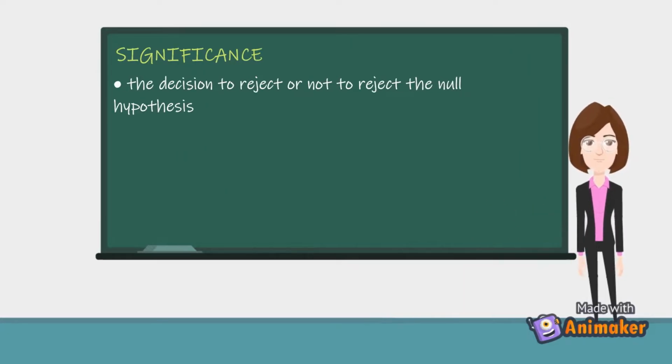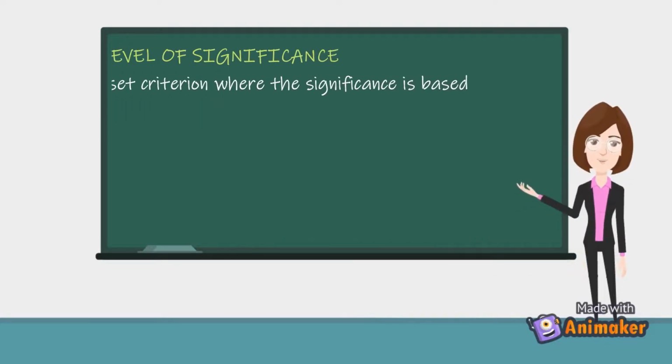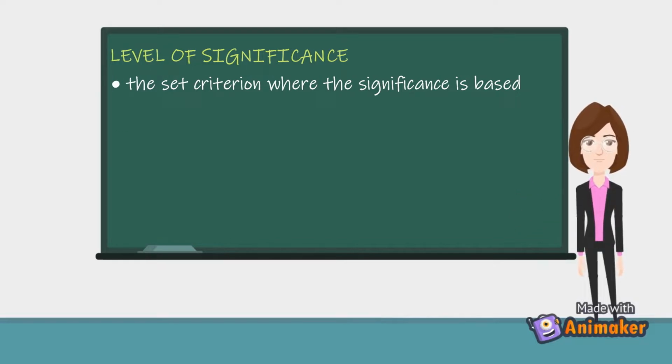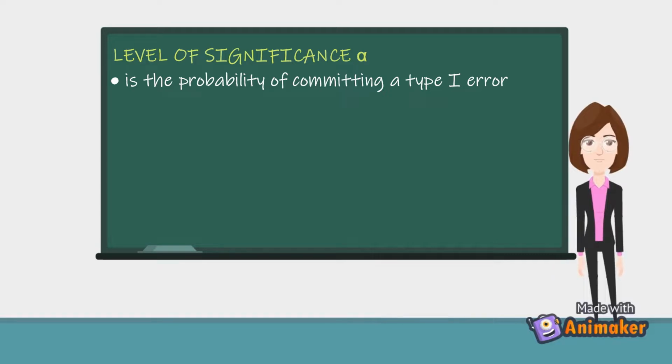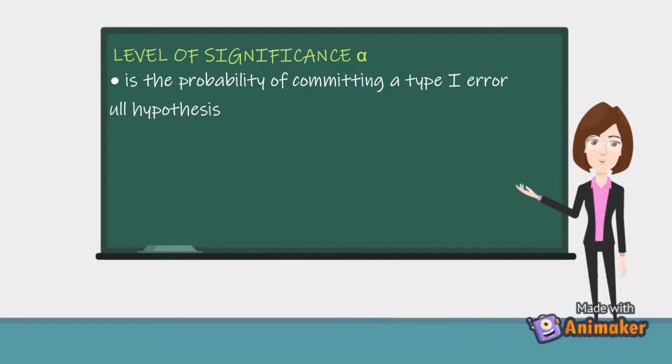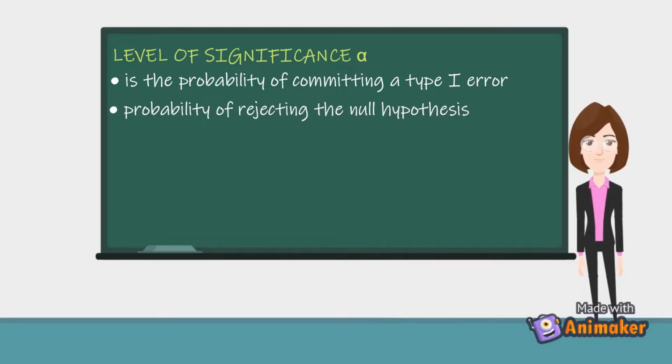In hypothesis testing, the decision to reject or not to reject the null hypothesis is called significance and is based on the set criterion called the level of significance. The level of significance alpha is the probability of committing a type 1 error. This is the probability of rejecting the null hypothesis.